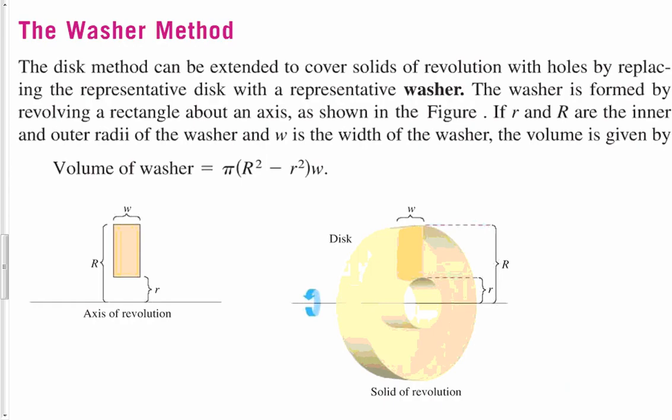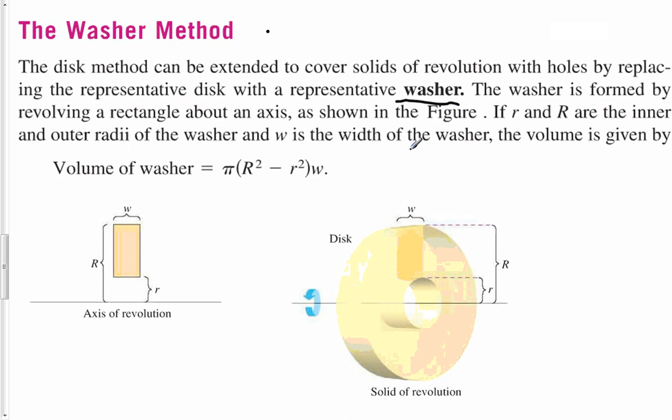All right, so now the disk method can be extended, because if you take a disk and you cut a hole out of the middle of the disk, you will get what's called a washer. So an extension of the disk method is called the washer method. The disk method can be extended to cover solids of revolution with holes by replacing the representative disk with a representative washer.